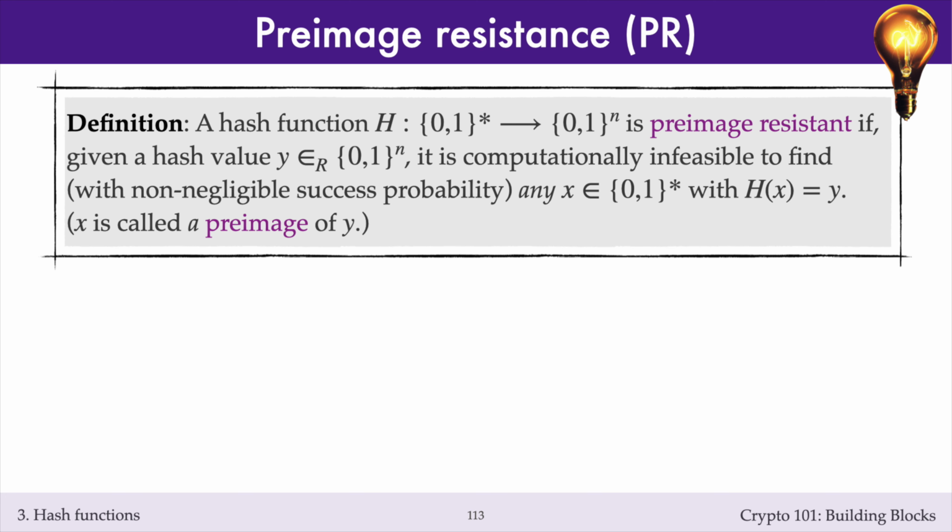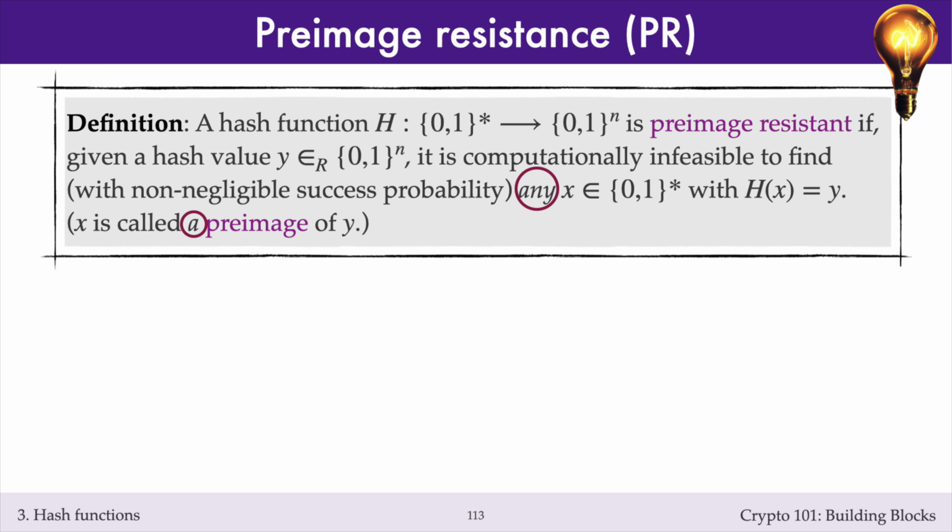The first desirable security property of a hash function is preimage resistance, or PR. PR is the following property. Given a hash value y, selected uniformly at random from the codomain of the hash function, it should be computationally infeasible to find, with a non-negligible success probability, any message x such that the hash of x equals y. I'll call x a preimage of y.